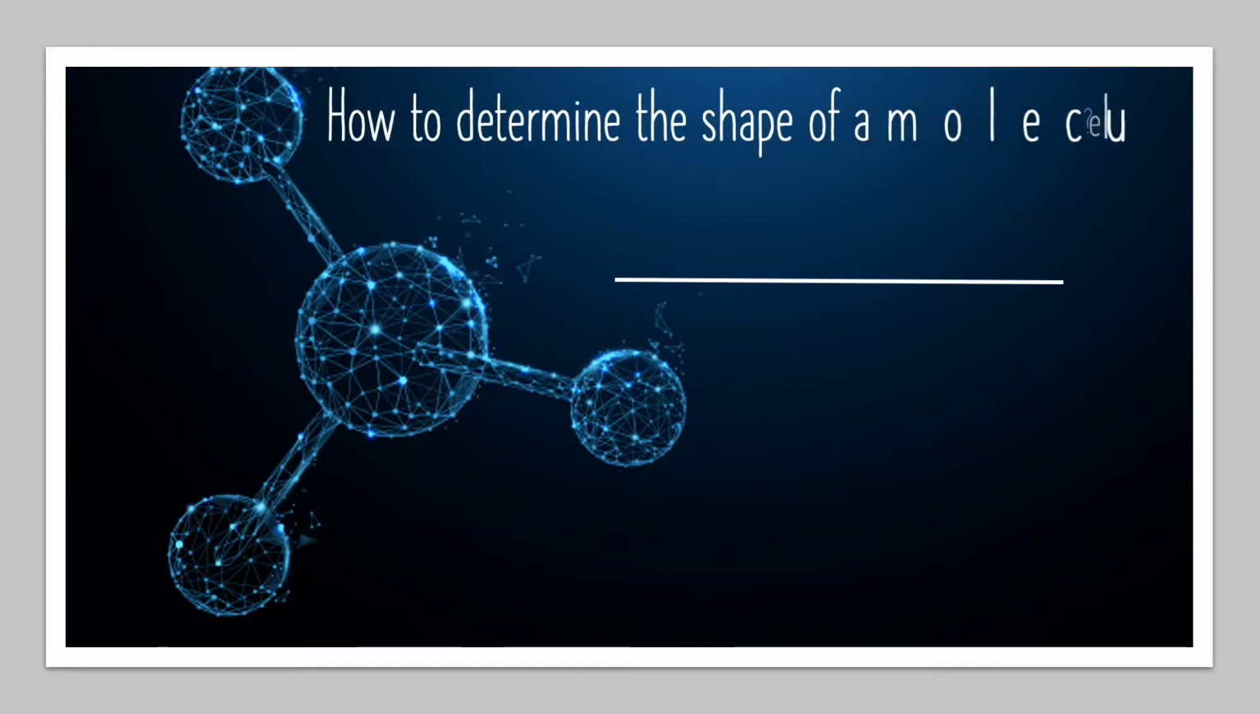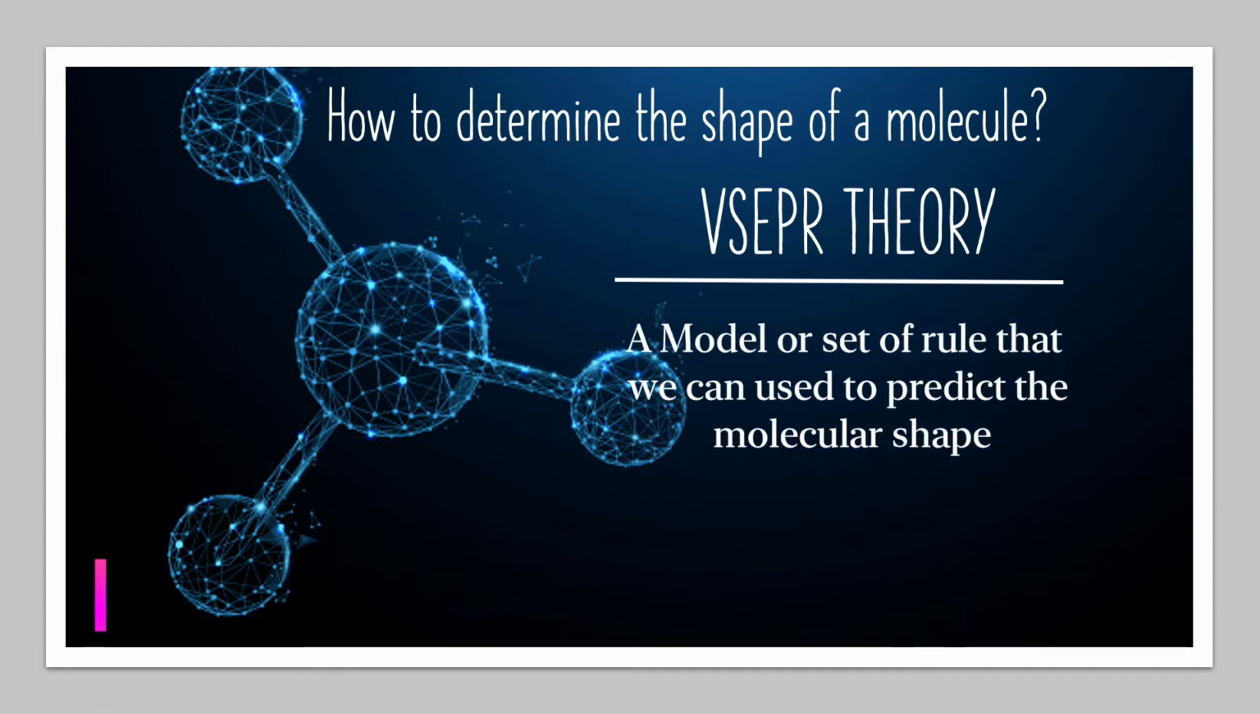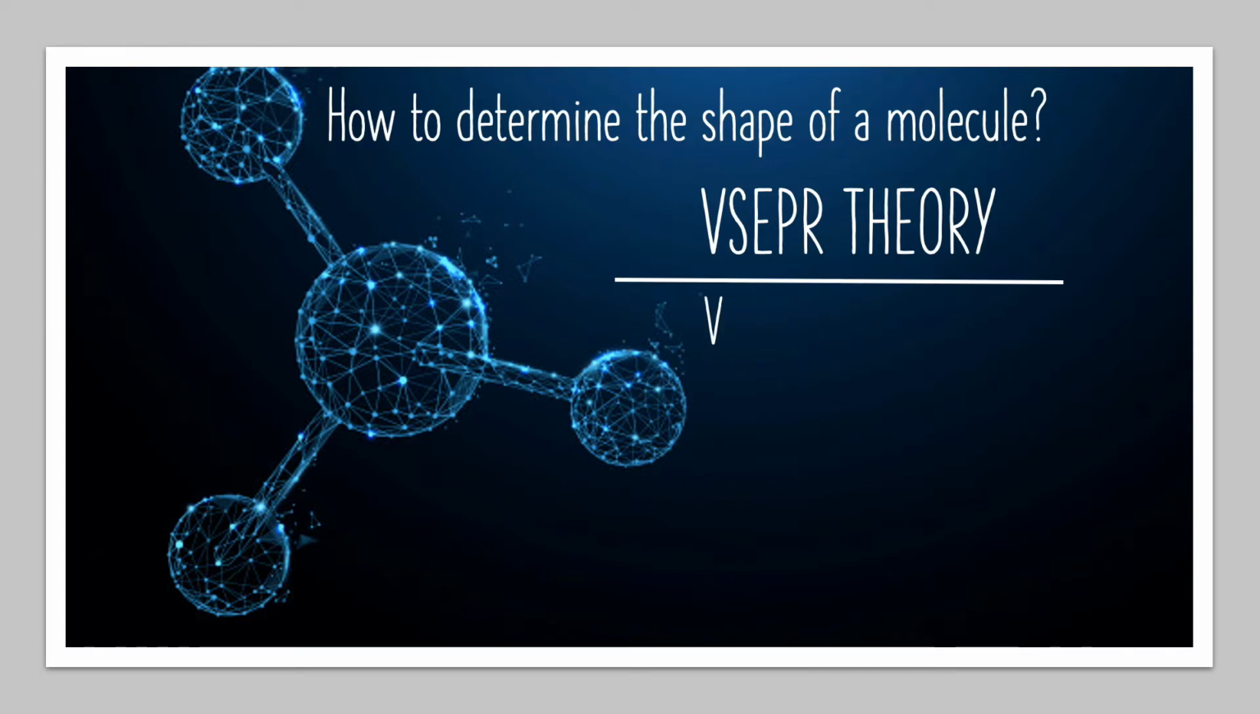So, how do we determine the shape of a molecule? This is the part where a theory is introduced that is called VSEPR theory or Vesper theory. VSEPR theory is a model or set of rules that we can use to predict the molecular shape. VSEPR stands for V for valence, S for shell, E for electron, P for pair, and R for repulsion. Let us learn more about valence shell electron pair repulsion.